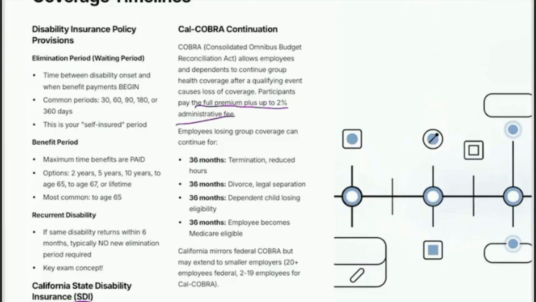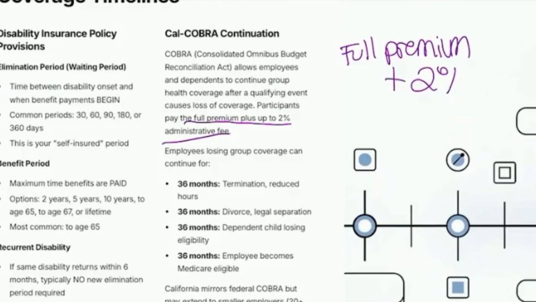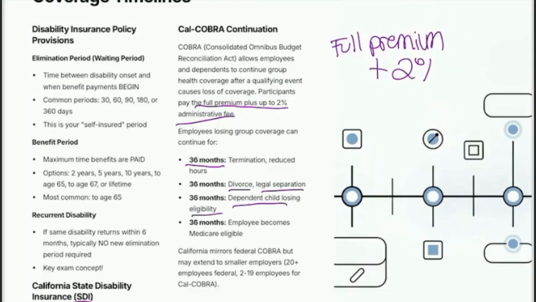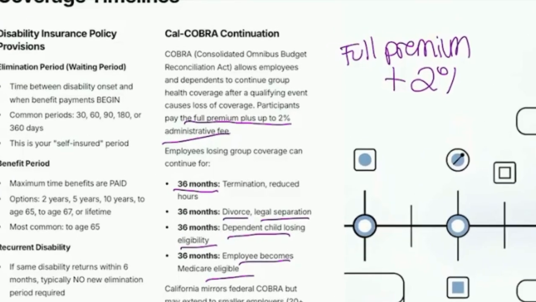They could ask that question. So under CalCOBRA, how much will the insured pay to continue their coverage? Full premium plus 2% administration fee. Employees losing coverage can continue for 36 months for termination, reduced hours, divorce, legal separation, dependent child losing eligibility, or employee becomes Medicare eligible. But the answer is that employees losing coverage can continue for 36 months.